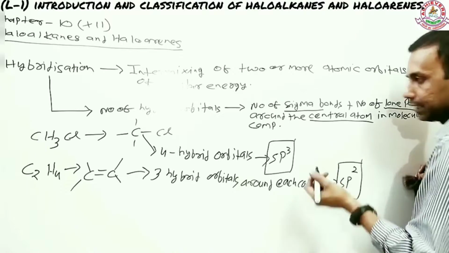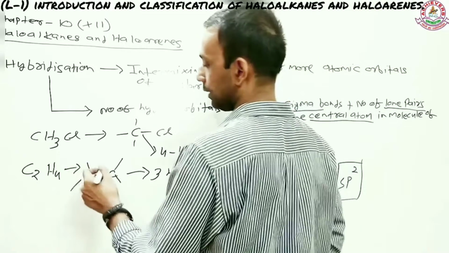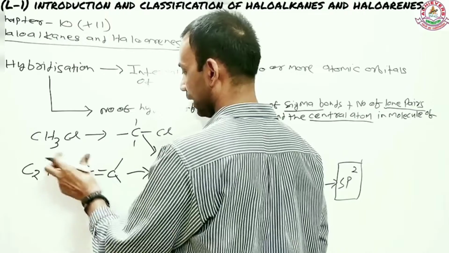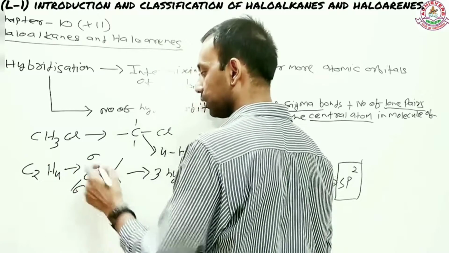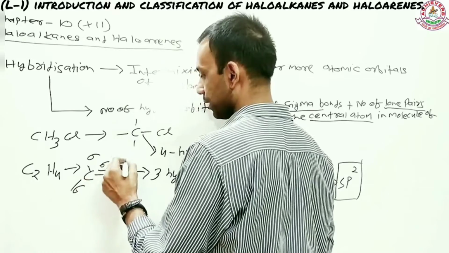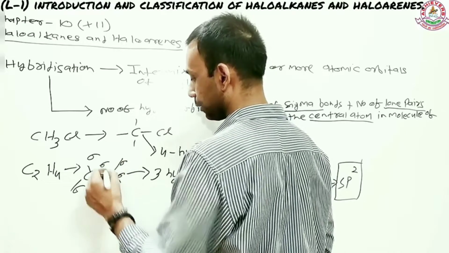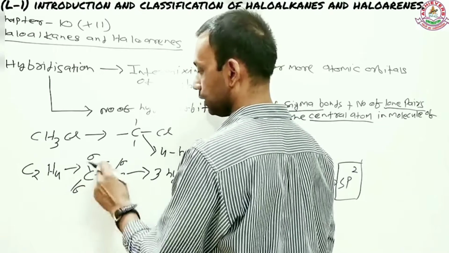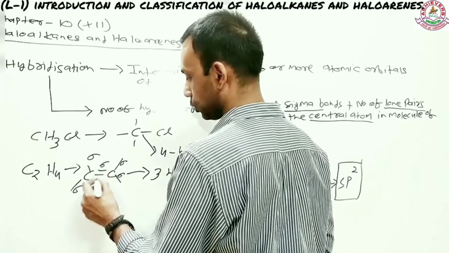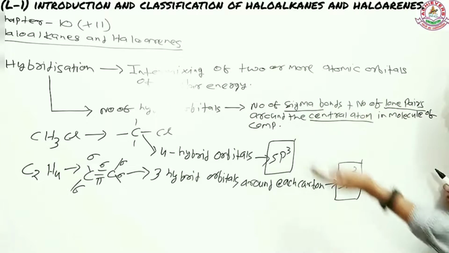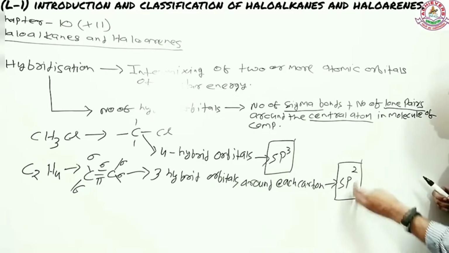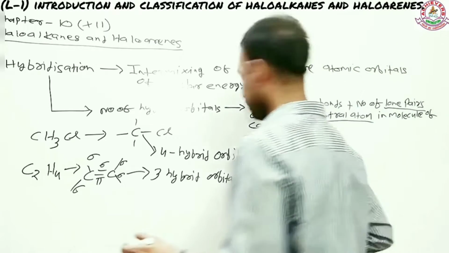Let me go back there and explain a bit more. I repeat, there is one sigma bond here. A sigma bond has a symbol something like this. There is another sigma bond here, and in a double bond there is one sigma bond. So around each carbon there are 3 sigma bonds: 1, 2, 3, 1, 2, 3. Another one is a pi bond. So basically the concern is related to sigma bonds and lone pairs. There is no lone pair, so I'm not counting that. Therefore the hybridization of C2H4 is sp2.